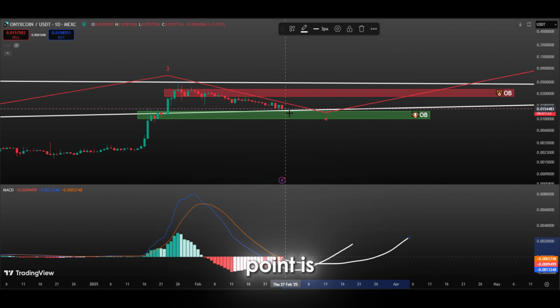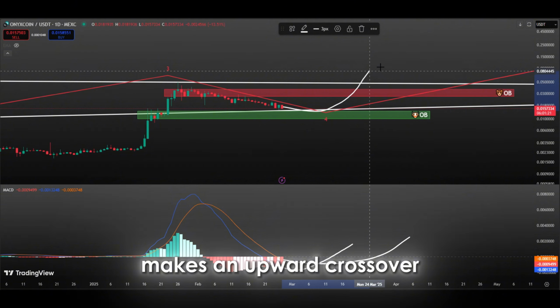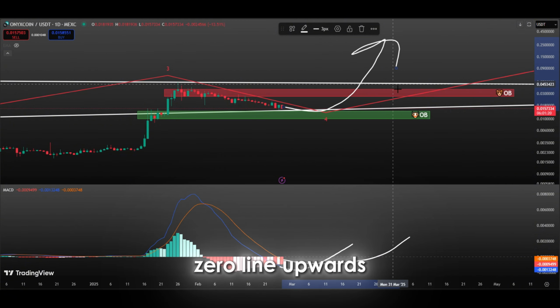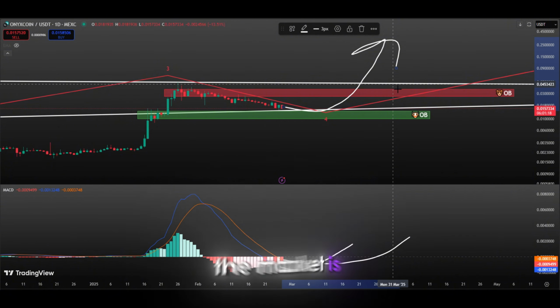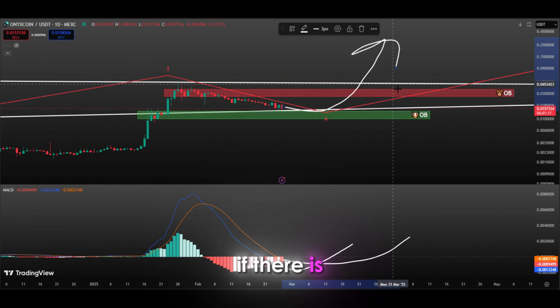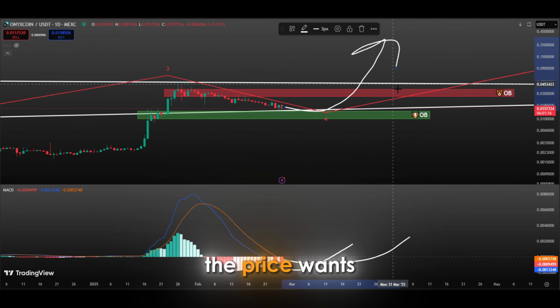However, an important point is when the MACD makes an upward crossover at the zero line again. If the MACD line crosses the zero line upwards, this could be a signal that the uptrend has begun. This is because when the MACD crosses above the zero line, the market is in positive territory and buying pressure may start to increase. If there is another upward crossover, the price wants to make another top.